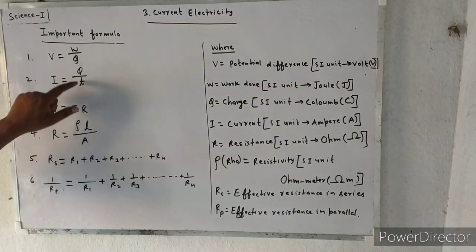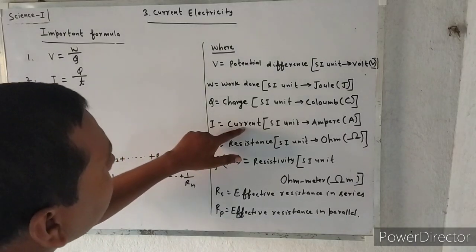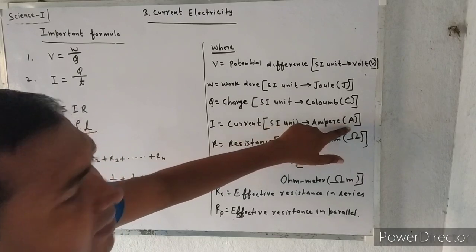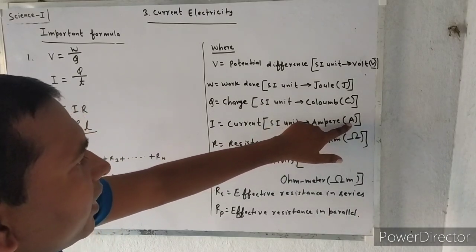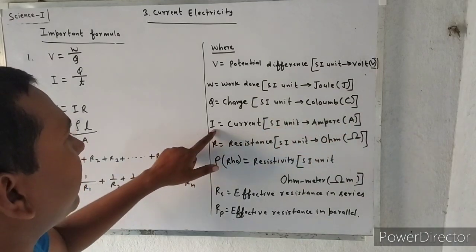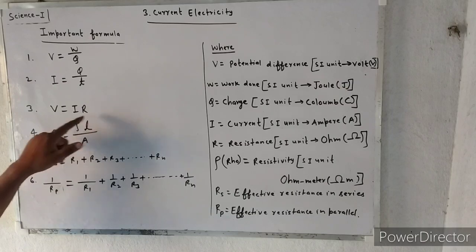I is equal to Q upon T. I is the electric current. The SI unit is ampere, that is capital A. A is the unit of electric current. V is equal to IR, this is Ohm's law. V is equal to IR, Ohm's law.